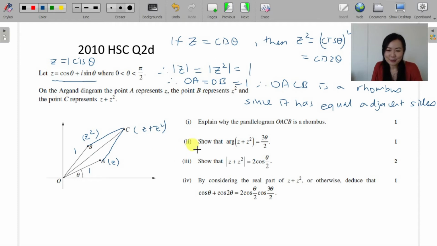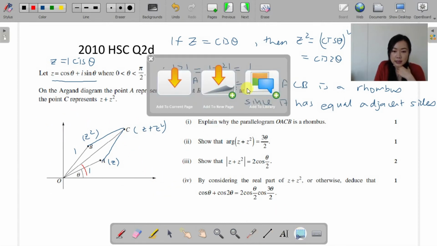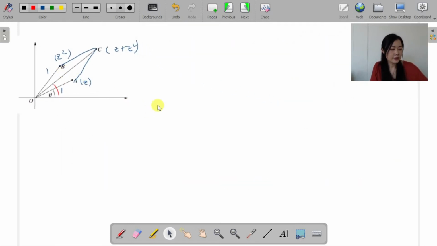All right, so second part, show the argument of z plus z squared. So which vector is z plus z squared? OC, right? So you're looking for, let me use red, this angle here. What I'm going to do is copy this, because it's a bit hard to explain without the diagram. So let's copy these and do this. All right, so the second part is to find the argument of that vector OC.